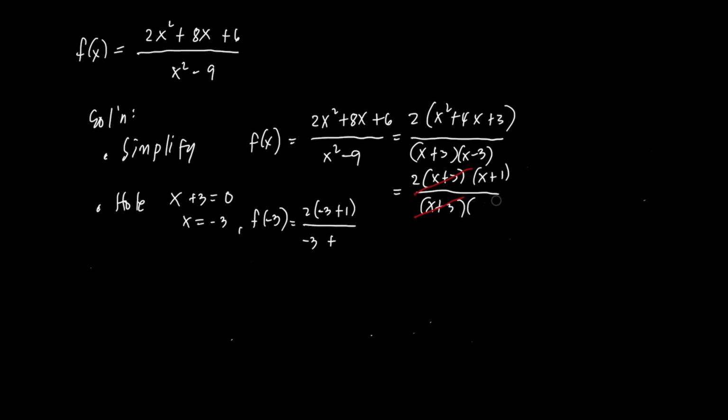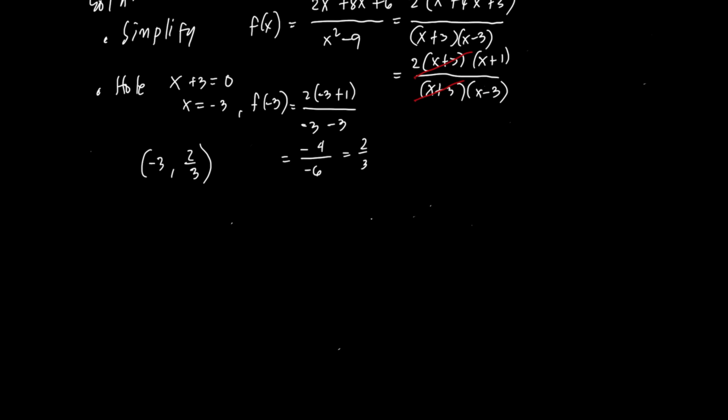Oh, no. This is x minus 3, sorry. So this is negative 3 minus 3. That's negative 3 plus 1, that's negative 2 times 2, that's negative 4 over negative 6. That's 2 over 3. So therefore, we have a hole at the ordered pair negative 3, 2 over 3.